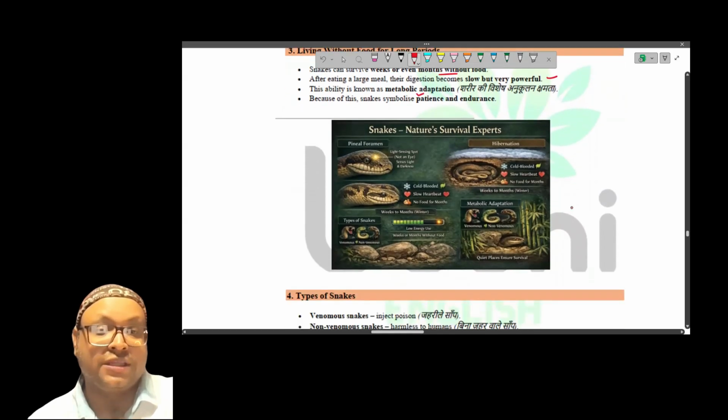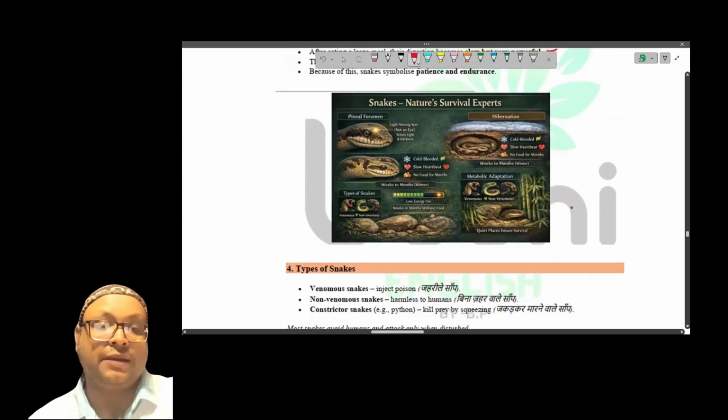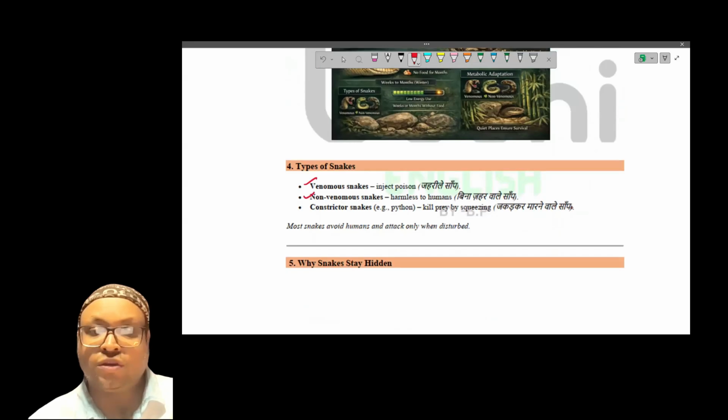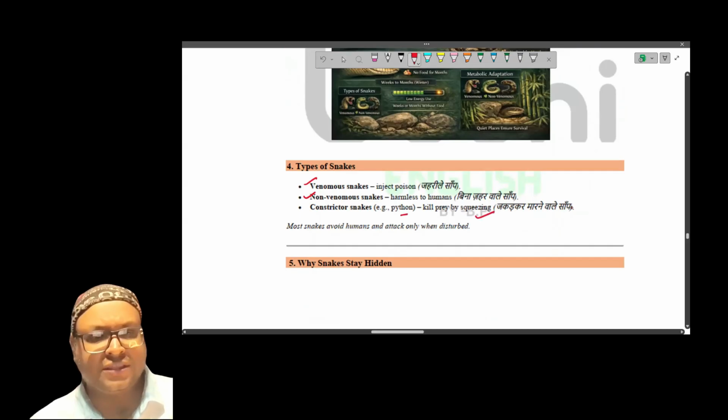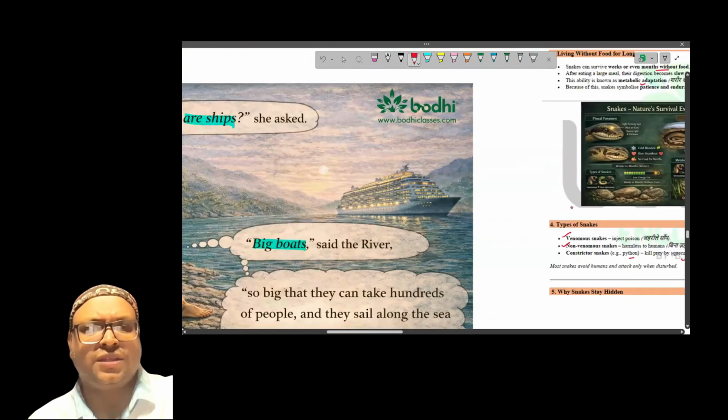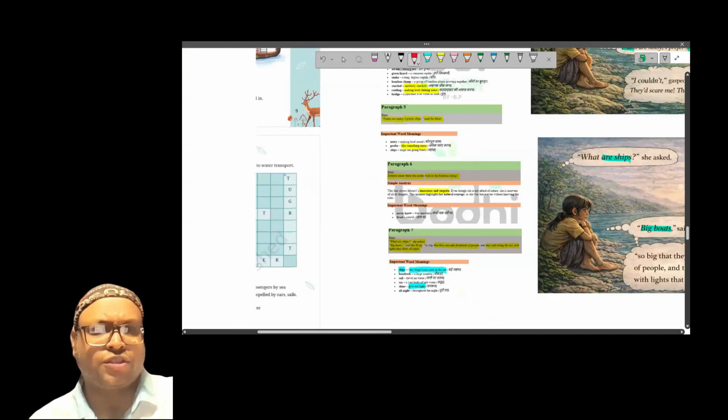So this image will tell you a lot of things about their habits. There are various types of snakes. Venomous snakes are there, non-venomous snakes are there, and there is one more kind called constrictor snakes, like the python. They kill prey by squeezing. Now, you can get these details from our content shop.